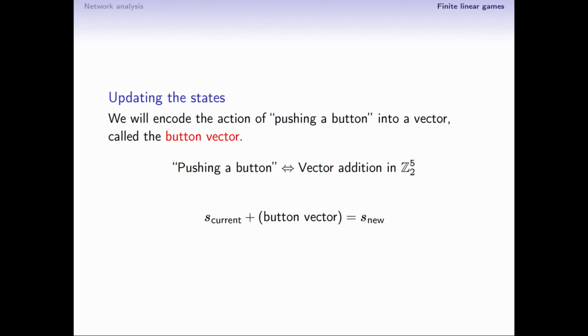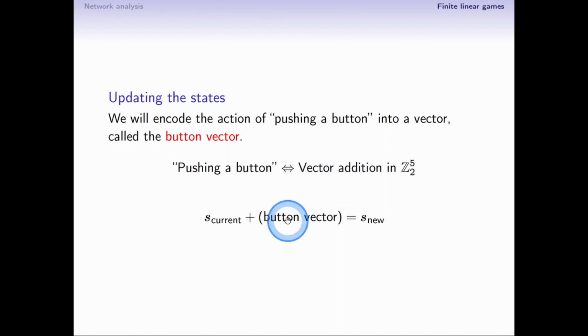All right, so we will encode the action of pushing a button into a vector, which we're going to call the button vector. So button A is going to have a vector associated with it. Button B will have a vector associated with it, on down to button E. And what we're going to see is that pushing a button is equivalent to vector addition in Z2 superscript 5.